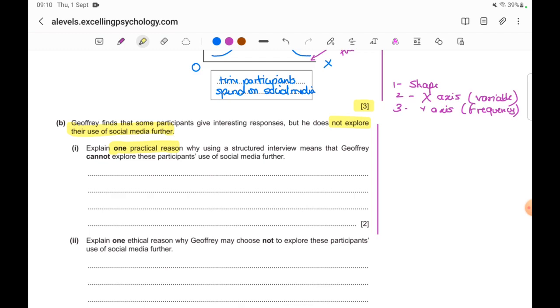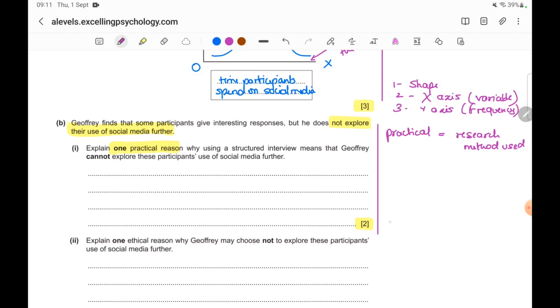Now, what they've started doing in the paper is clearly demarcating between practical and ethical reasons, because somehow students have this tendency of discussing ethical issues primarily everywhere. I don't know why. So, whenever they say practical reason, they mean in relation to the research method used. Okay, research method uses what? Structured interview. So keeping that in mind, we need to answer this type of question. So we have to give a practical reason why Jeffrey could not explore those interesting answers further.